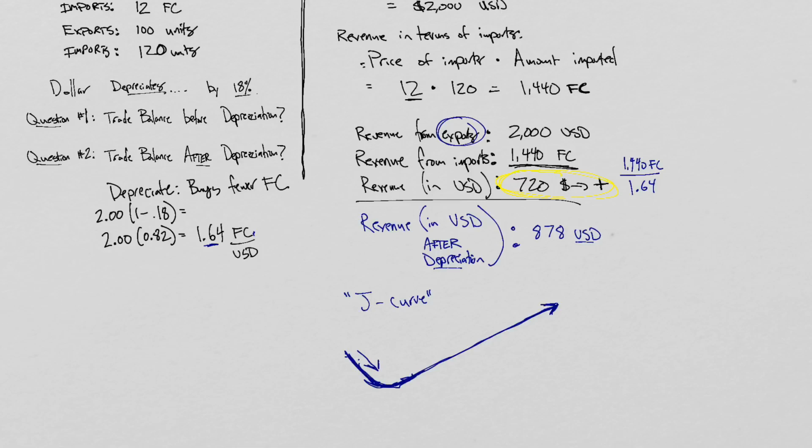So in this case, we went from 720 to 878 in terms of the amount of imports in US dollar terms that we had to make. And that is a decrease in the balance of trade by an amount of $158.